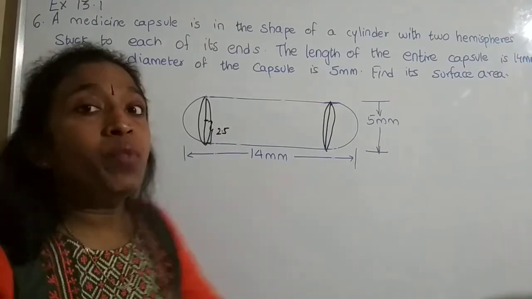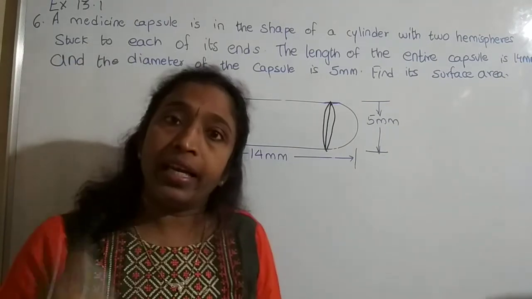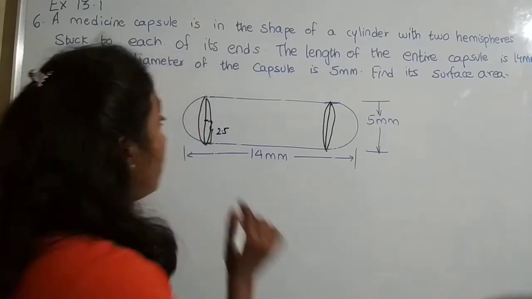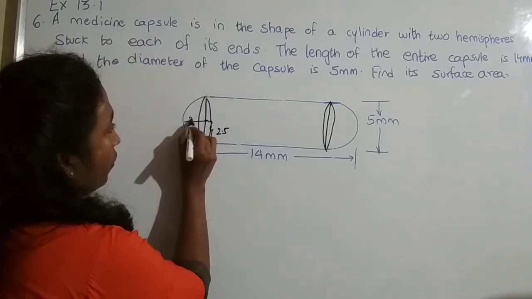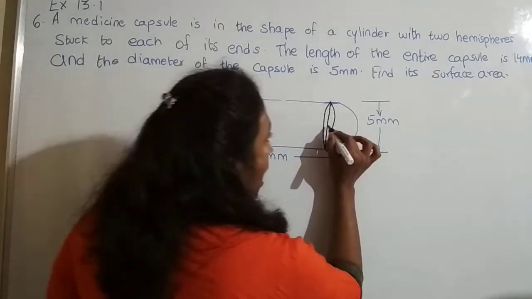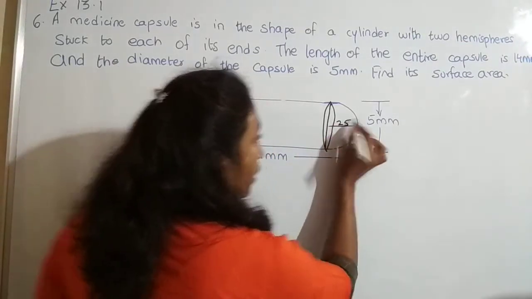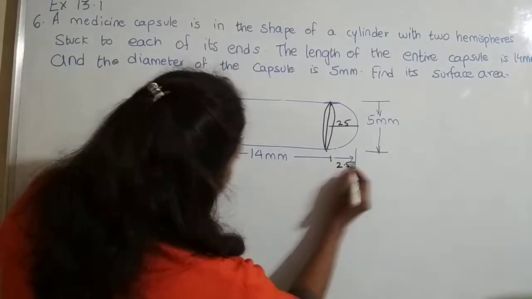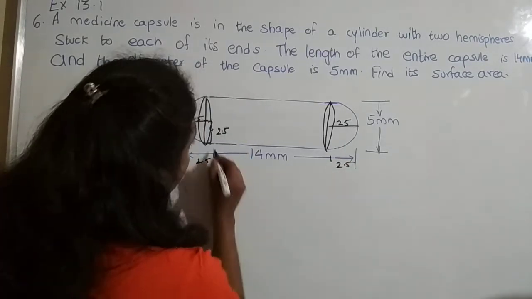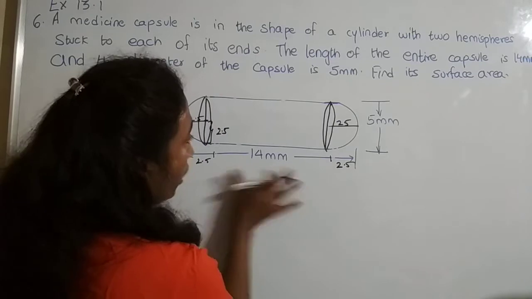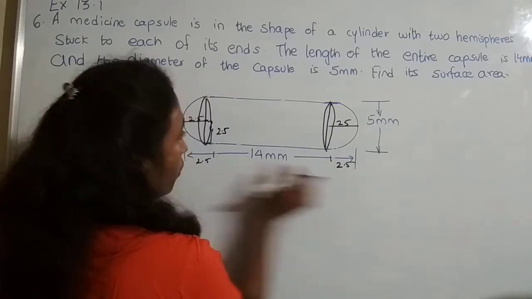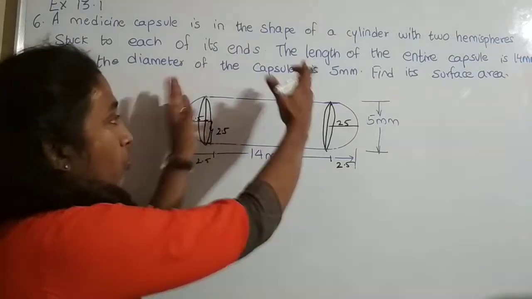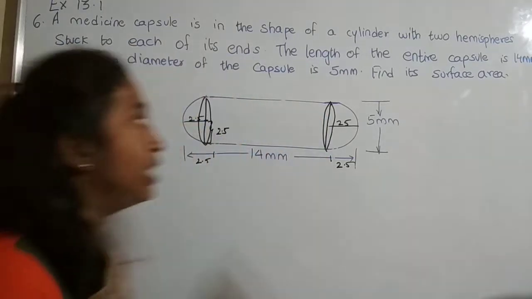You all know that the radius and the height of the hemisphere are the same. So if this is 2.5, this is also 2.5, and here this is also 2.5. So out of this 14, this much is 2.5, and here this is 2.5. So the height of the cylinder will be 14 minus 2.5 minus 2.5. 2.5 plus 2.5 is 5, so 14 minus 5 will give the height of the cylinder.